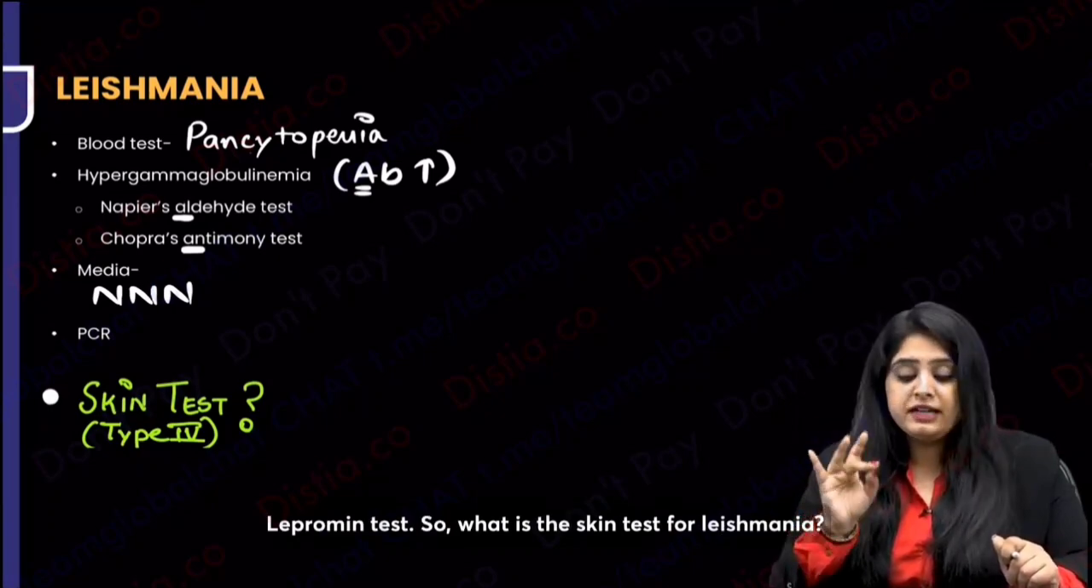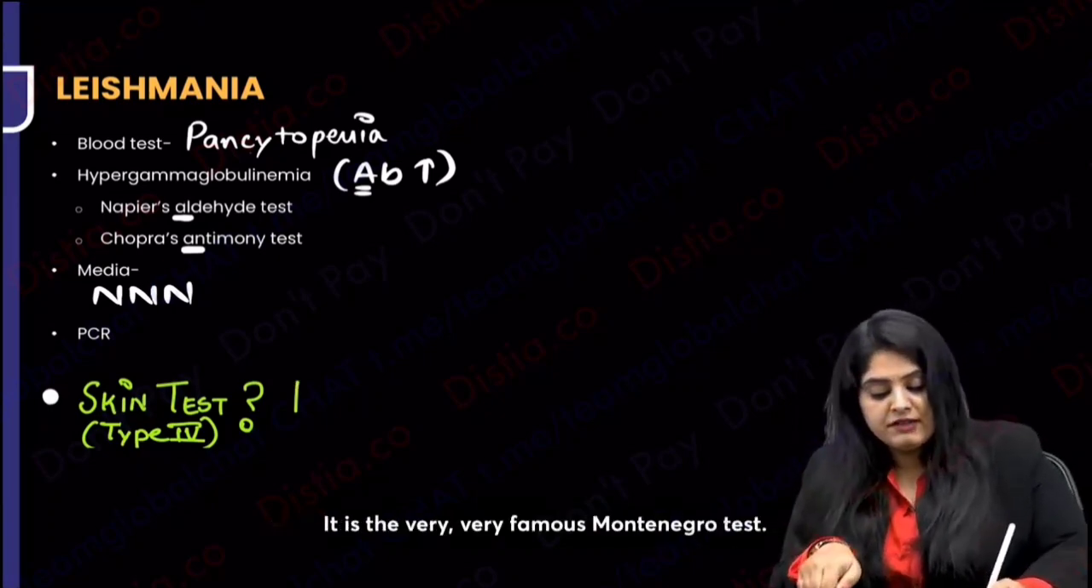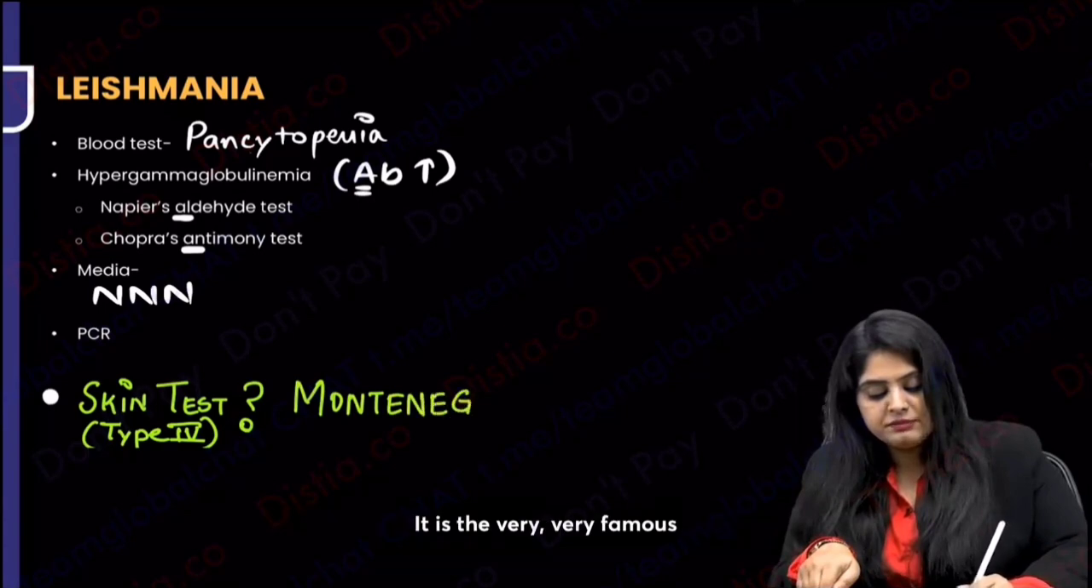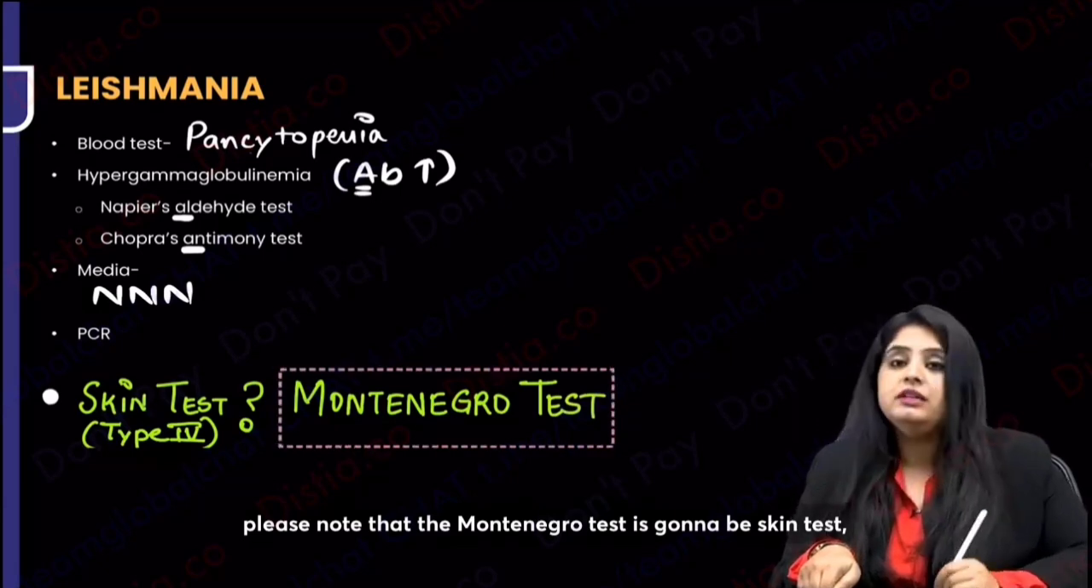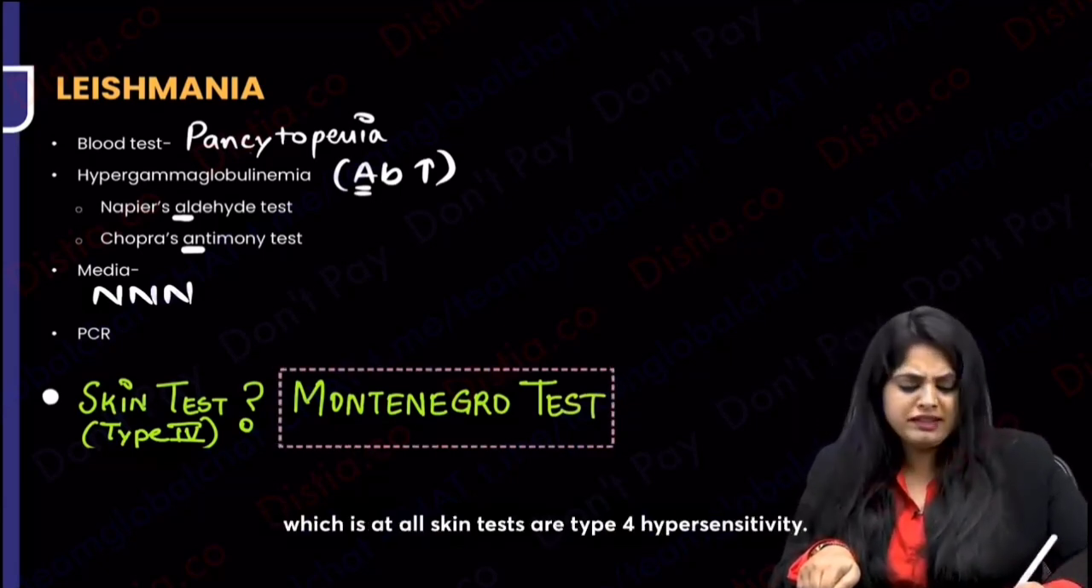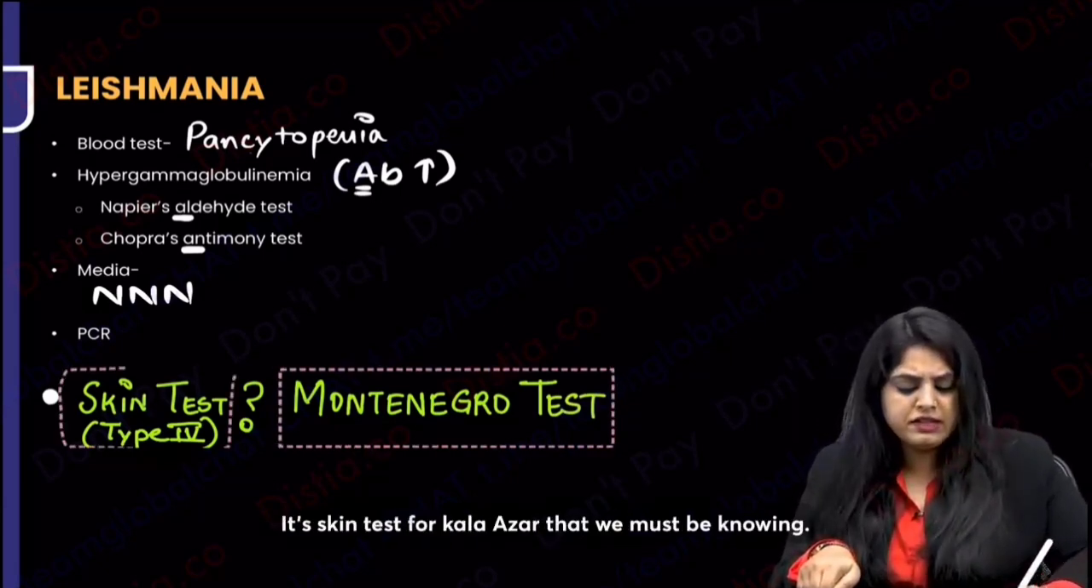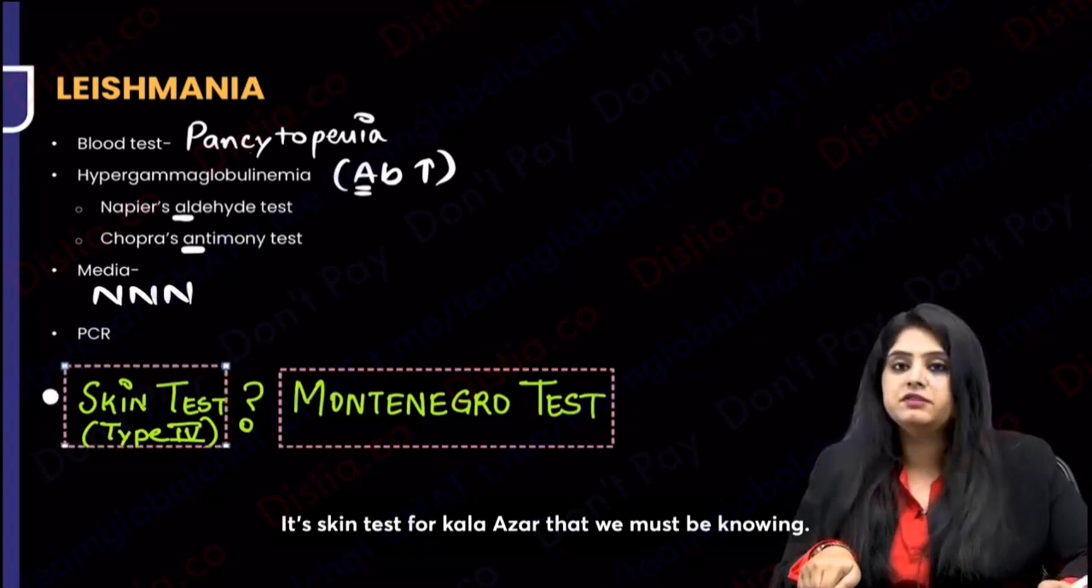What is the skin test for leprosy? Lepromin test. So what is the skin test for leishmania? It is the very, very famous Montenegro test. So please note that the Montenegro test is gonna be a skin test, and all skin tests are type 4 hypersensitivity. It's a skin test for Kala Azar that we must be knowing.